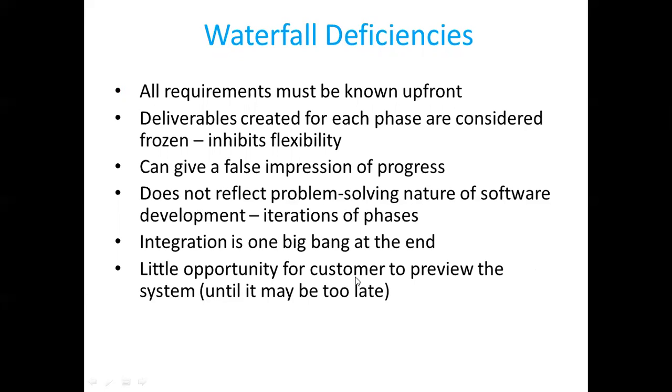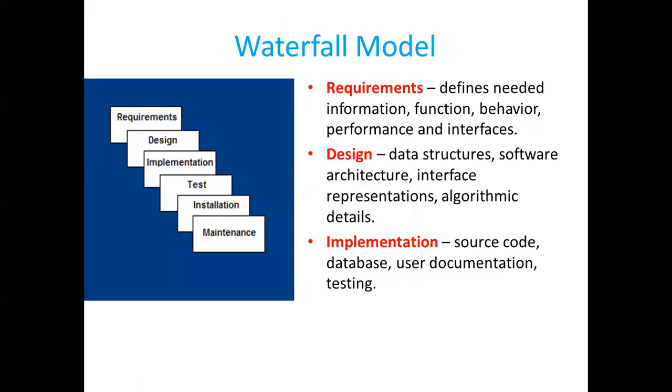There is little opportunity for the customer to preview the system. When will the customer be getting the product? After the installation phase. Maybe before the installation only. After the test he will be getting it, and in the installation our team will be supporting him to install the product. Is he going to get the program in beta form or alpha?